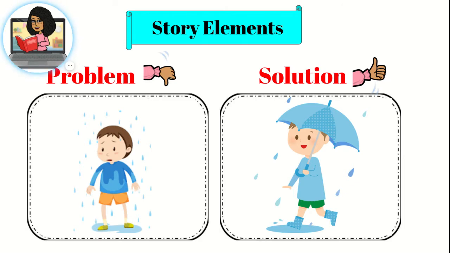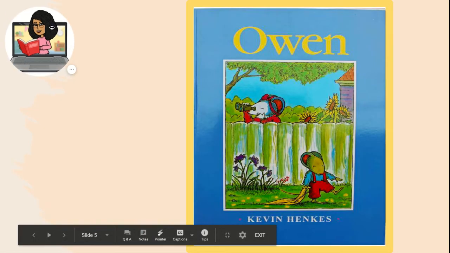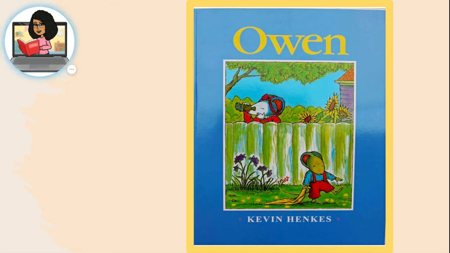As you listen to the story Owen, think about, is there a problem in this story? And if so, what was the solution? How did the problem get fixed? In this story, the character has an item that he really cares about. Listen carefully for story elements like characters, settings, and whether there was a problem and a solution.